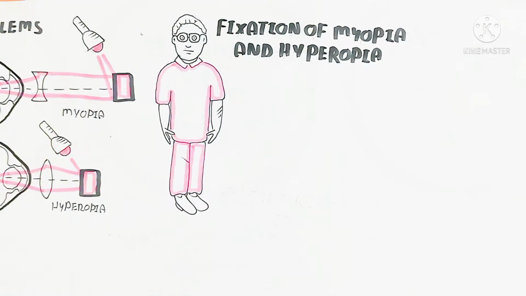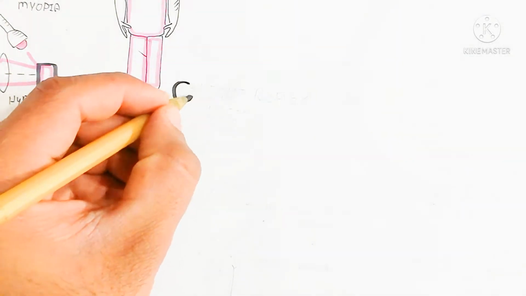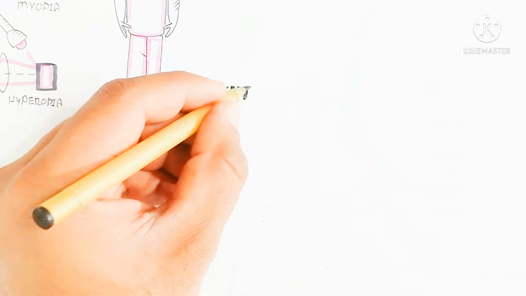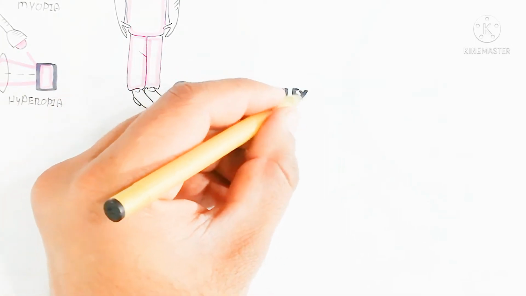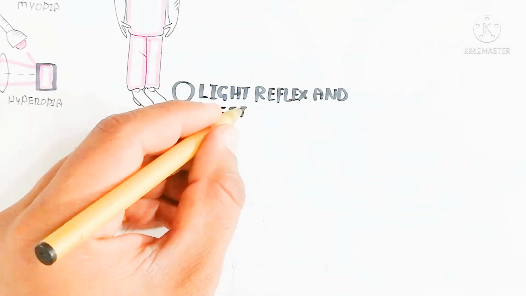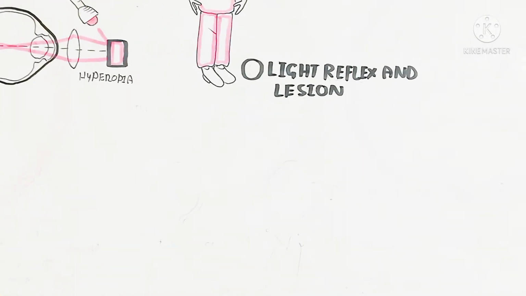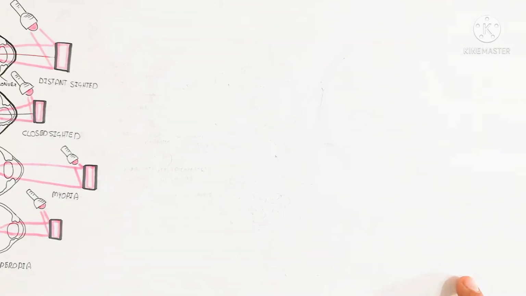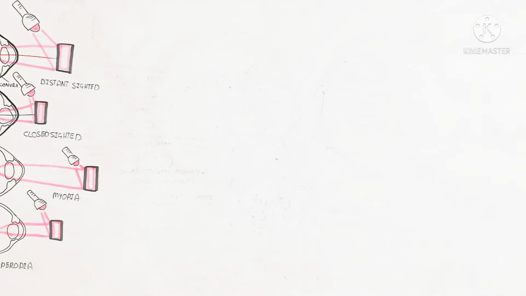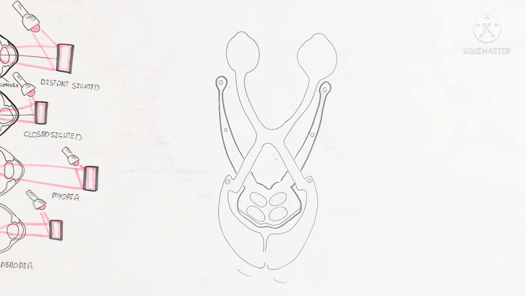So let's begin to understand the light reflex and lesions. There are many types of lesions related to sight, related to the light reflection. First of all we need to understand the light reflex, so let's begin with it. I am drawing the model for understanding the light reflex and how it is possible.